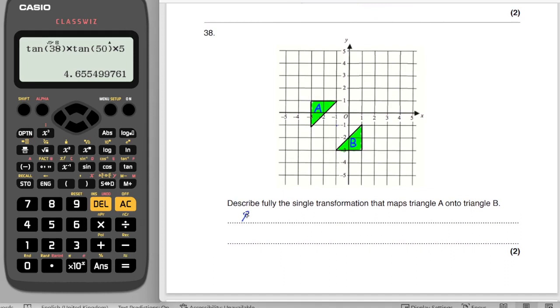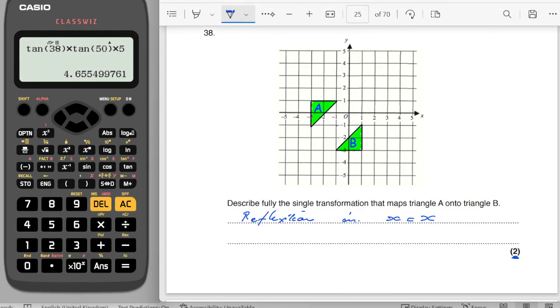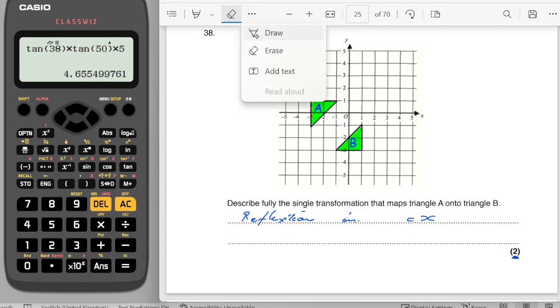The first one is going to be a reflection, 2 marks, so it implies that it's the reflection one. So I'm going to go reflection in the line y is equal to x. Help if I write that right what I say. Reflection in the line y is equal to x.